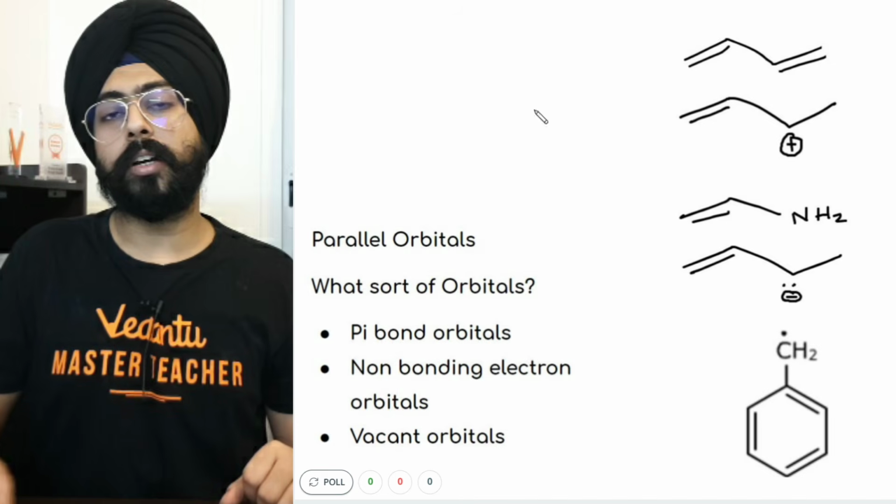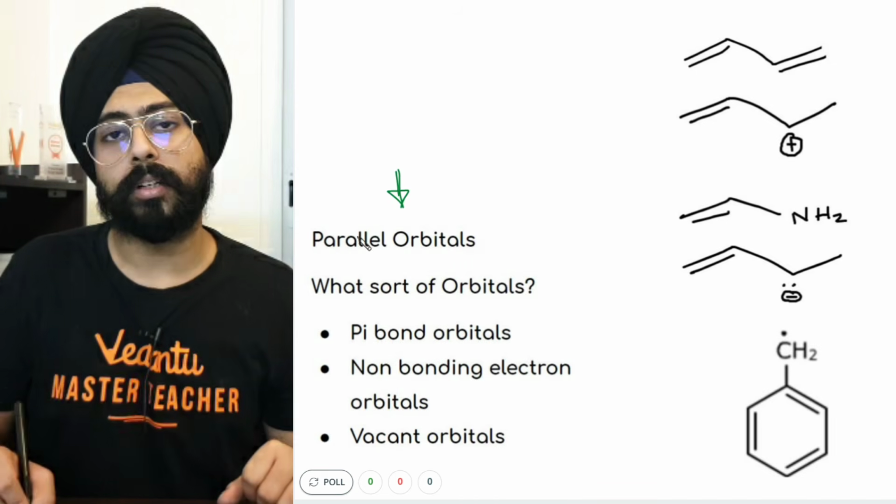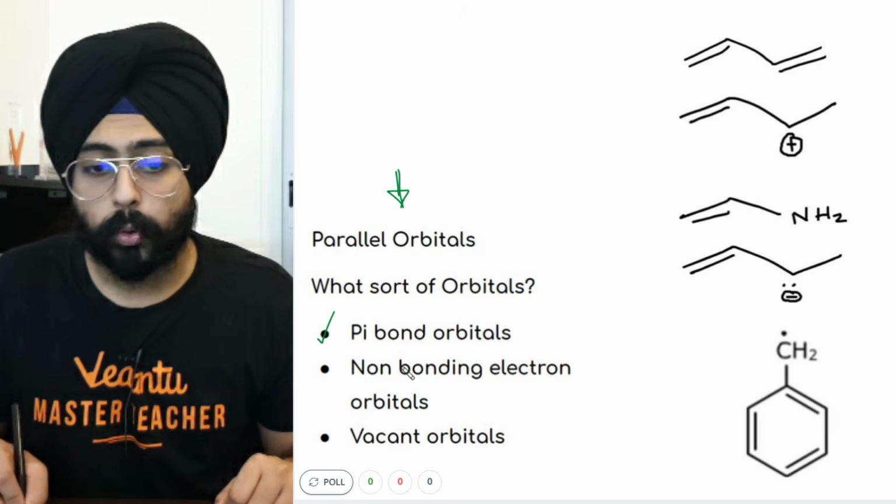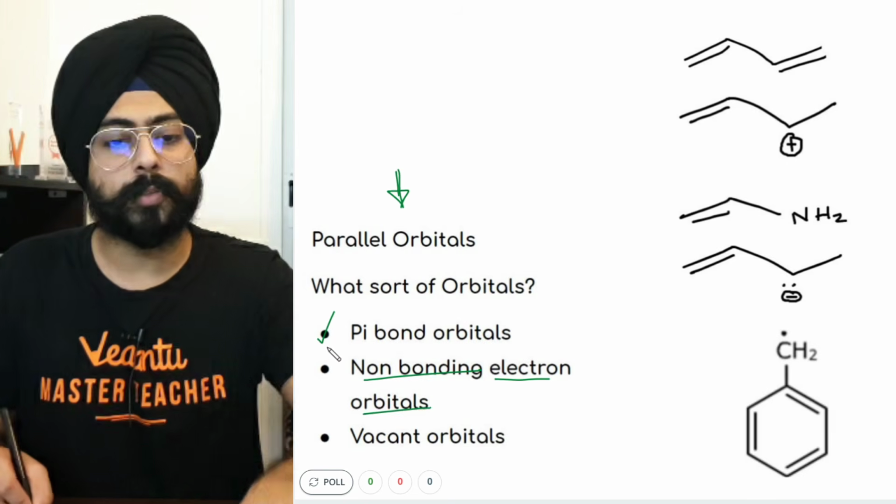Where can resonance occur? What do we need? We need parallel orbitals. What kind of parallel orbitals? We could have pi bond orbitals parallel to each other. We could have non-bonding electron orbitals parallel to each other.